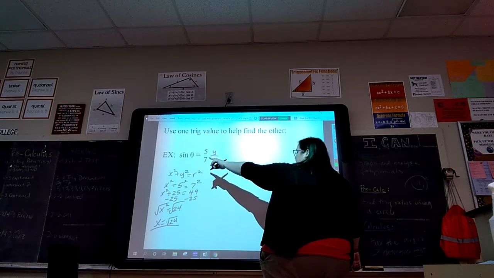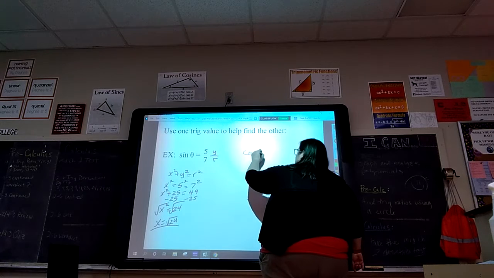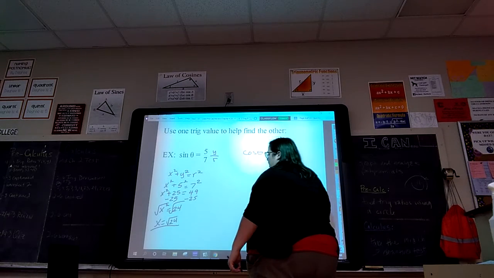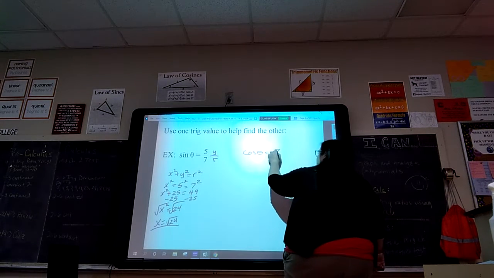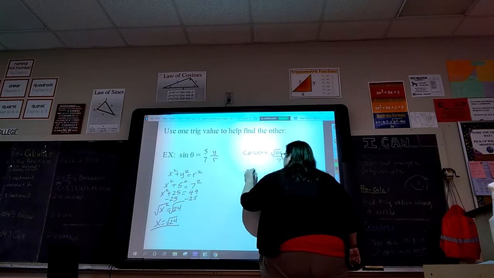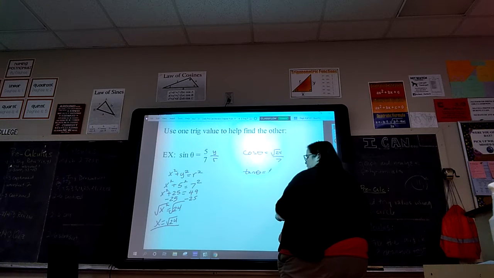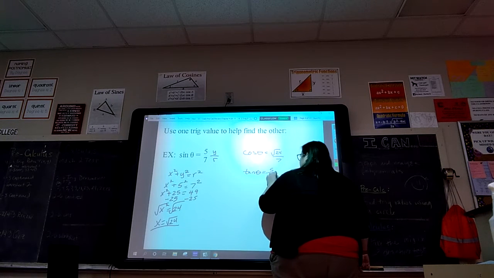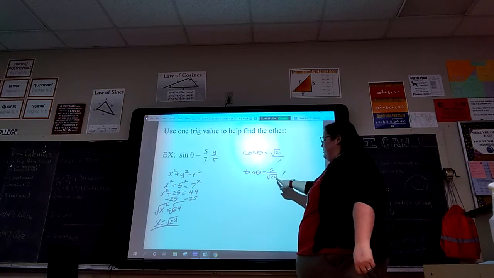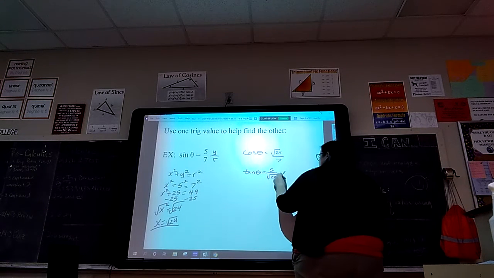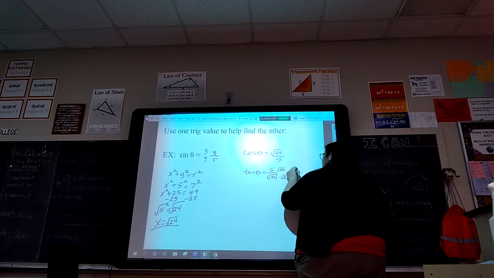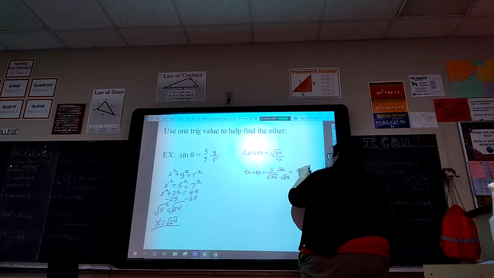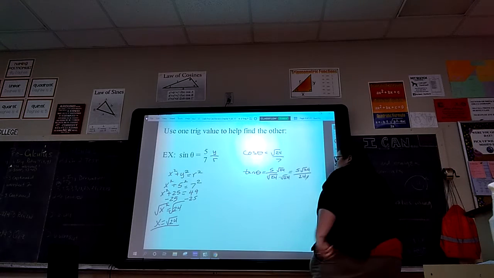I'm not going to write sine because I already have that, so I'm going to start with cosine. Cosine is x over r, so x is that square root of 24 that I just found, over r, which is 7. Tangent is y over x, so y is 5, and we have the square root of 24 that I found for x. So again, we don't want to leave that square root on the bottom, so we're going to multiply by the square root of 24. So 5 square root of 24 over 24.